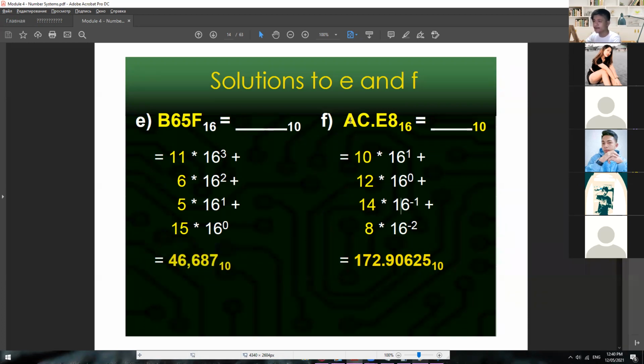Okay, the same with letter F. So just line this one up from top to bottom. So you have to convert the equivalent number or equivalent letter of this one into decimal. So A is 10, C is 12, and then E is 14, and then 8 is the same with 8. Okay, so starting from here, 0 and above, and then starting from here, -1 below. Okay, and then just do the math, and then you will get 172.90625 base 10.